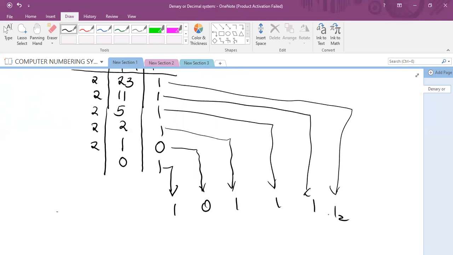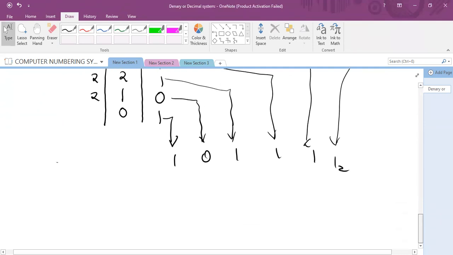1011111. Okay, fine. So that's basically it. We just note the remainders as we keep on dividing. Let's take up another example.